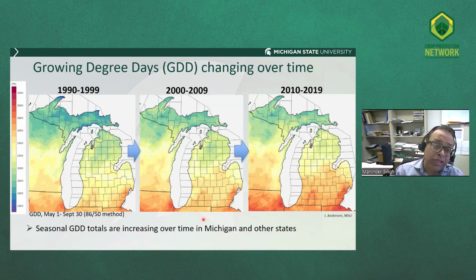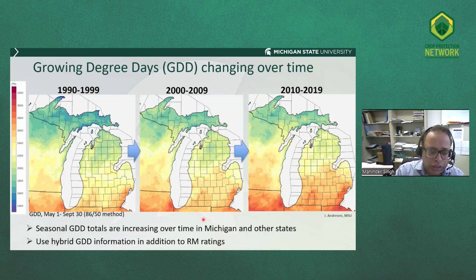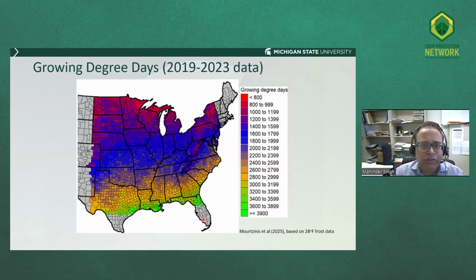So what does that mean? To me, it means we can take advantage of this by using the information of hybrid growing degree days and not relying only on RM ratings. We know those RM ratings are a relative scale. A 99 RM does not mean 99 days from planting to maturity. So growing degree days is more quantitative and can help account for these weather trends we are seeing. Here is some data we have recently published.